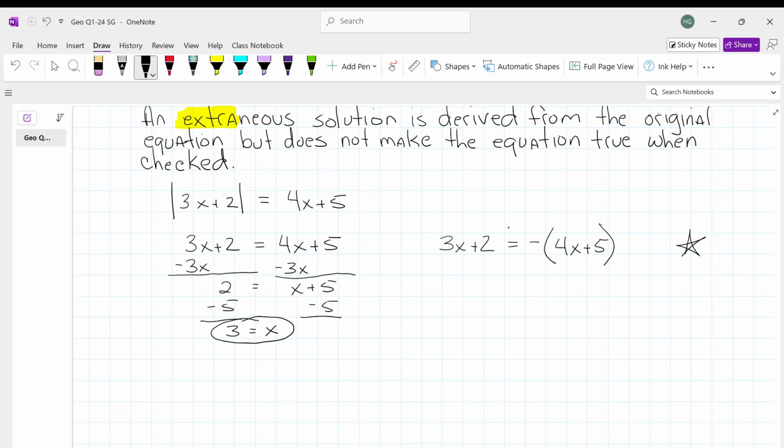We get a solution of negative 3 is equal to x. Yeah, negative 3, I'm sorry. 2 minus 5 is a negative 3. Thank you.